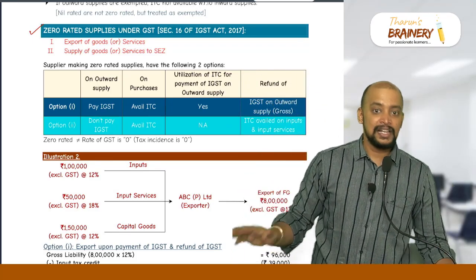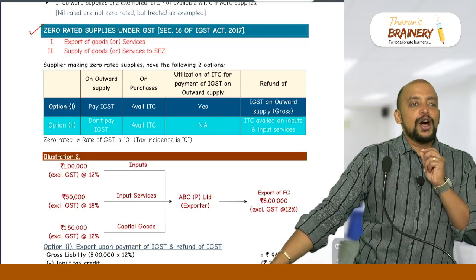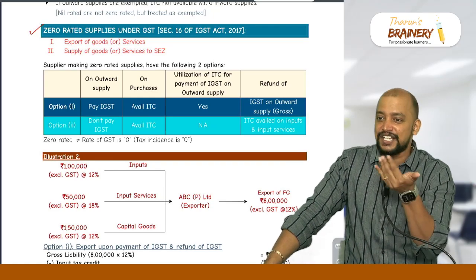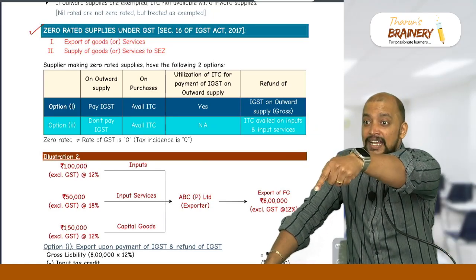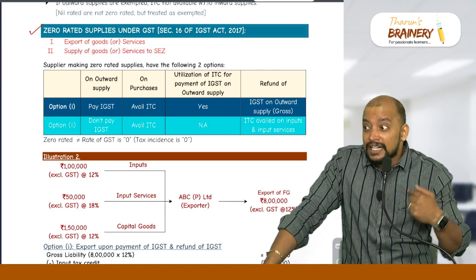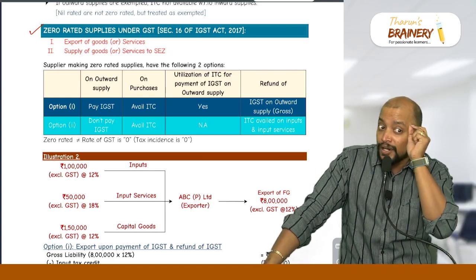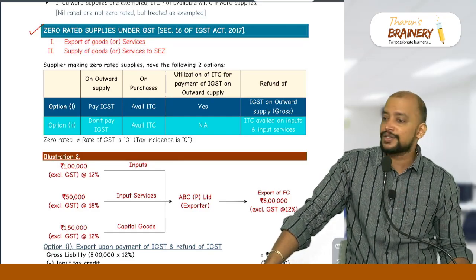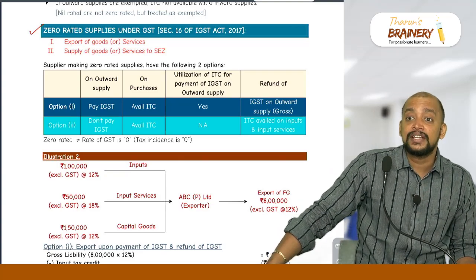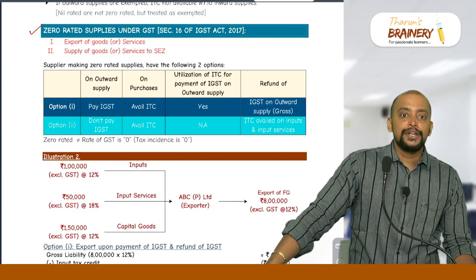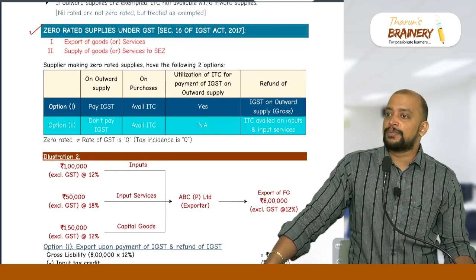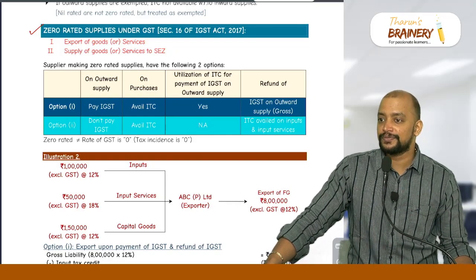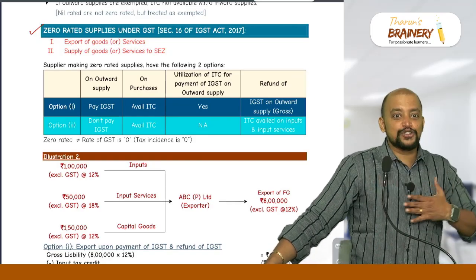Are you understanding this? Then next, why do we need to know the difference between inputs and capital goods? Input service, no problem, any service which is received is input service. Why? Because we will not get the refund on capital goods, we will get the refund of only inputs and input services, not on capital goods. Understood or not? Which option? Second option. Now you tell me which option is preferable, option 1 or option 2? Option 1 or option 2?